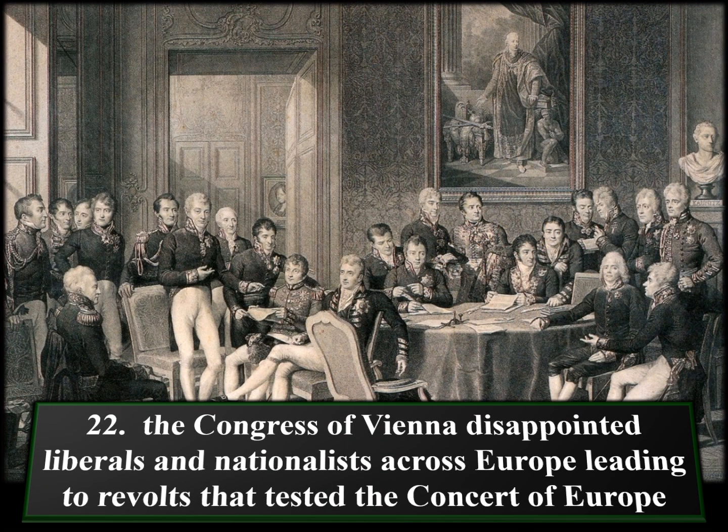The Congress of Vienna disappointed classical liberals and nationalists across Europe, which would eventually lead to revolts that tested the Concert of Europe by the time we get into the 1830s and the 1840s. And that's where the resolve of the Concert of Europe will be tested.